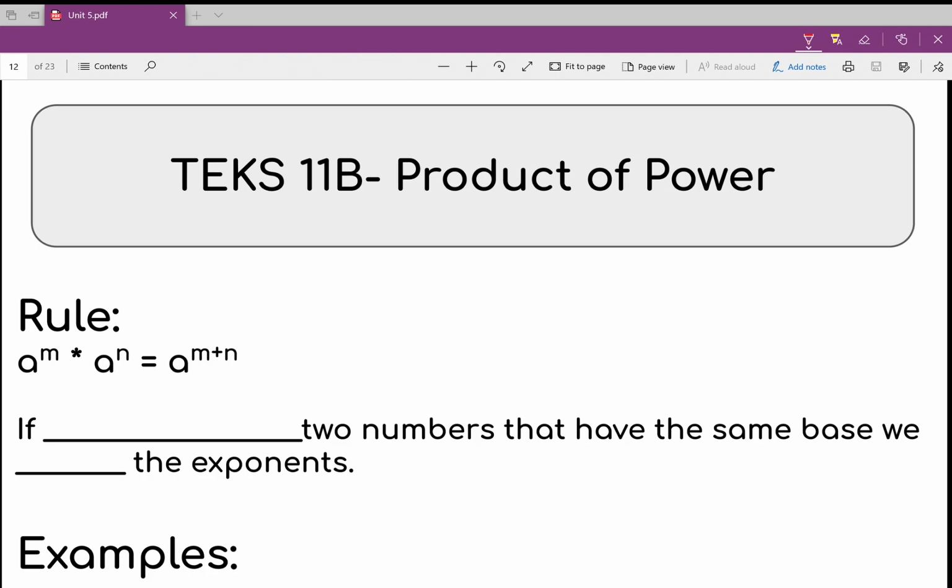TEKS 11b, product of a power. Okay, so today we're going to talk about another property of exponents. So let's first look at the rule. Remember, this rule is going to be on our star chart. Write that out, our star chart.